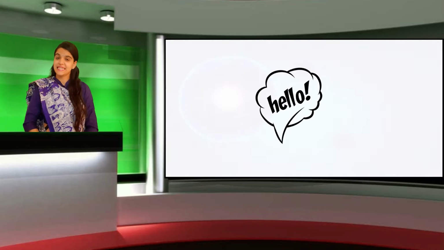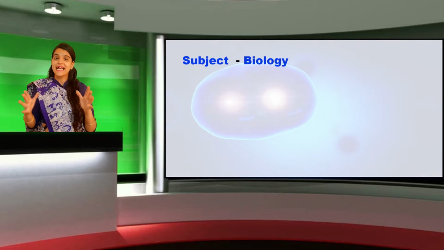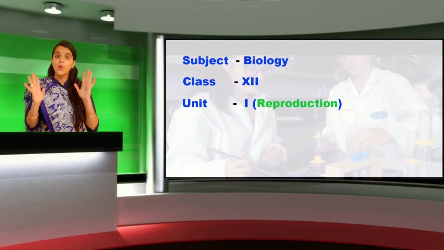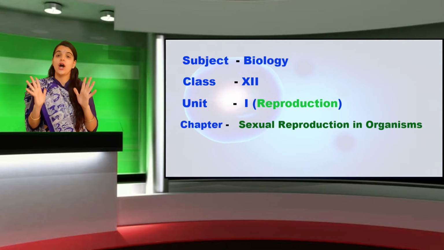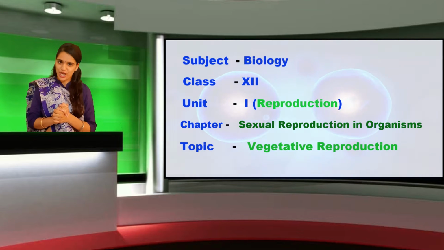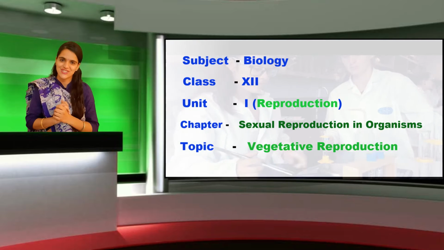Hello students, this is a video of Biology, Class 12, Unit 1 that is Reproduction, Chapter number 1 that is Reproduction in Organisms and topic number 8 that is Vegetative Reproduction or Vegetative Propagation, students.